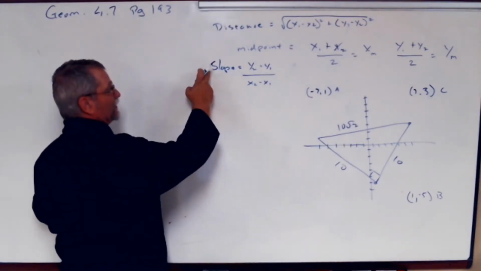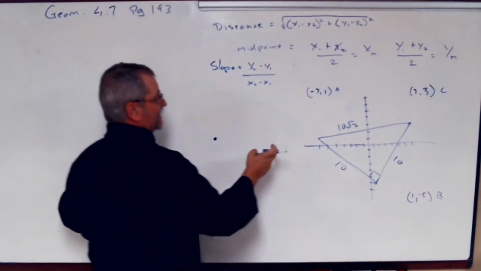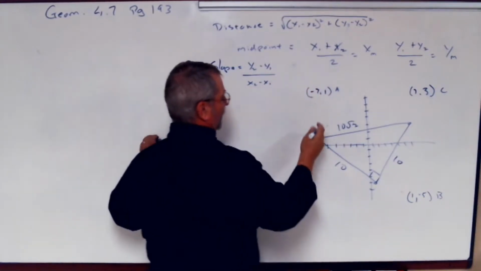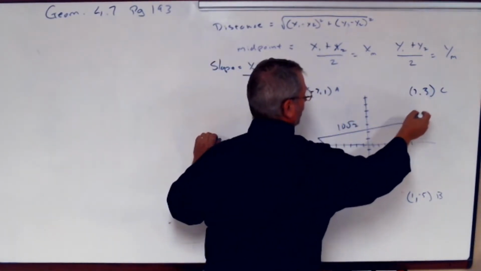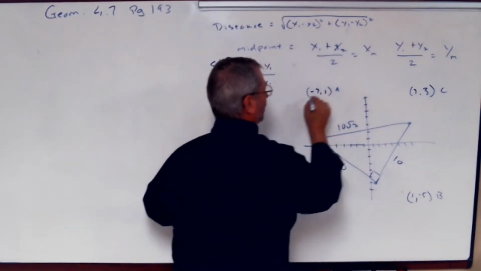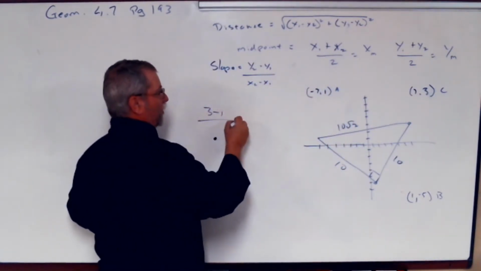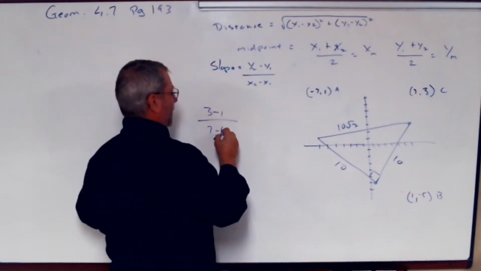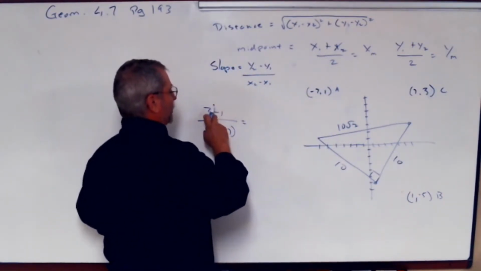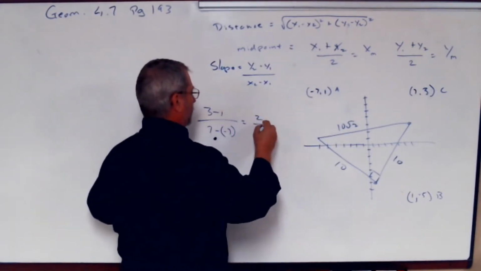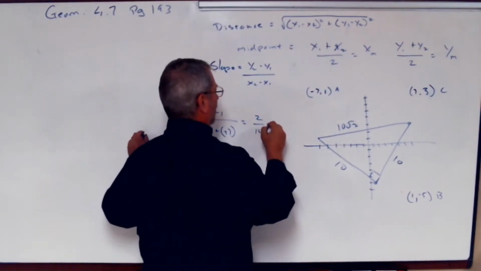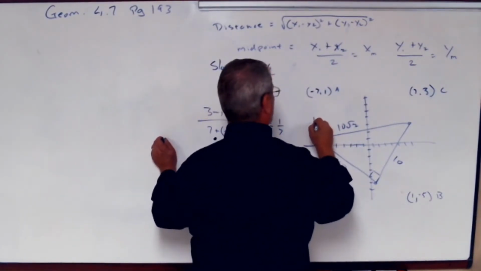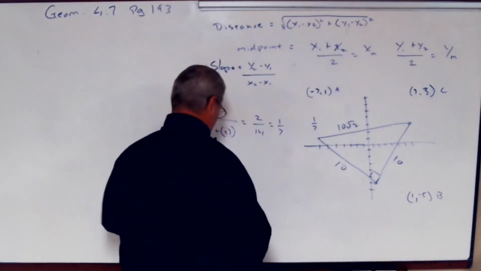Now I want to find the slopes of these sides. The slope of the side from here to here. So it's y2 minus y1. Okay? So if I'm starting here and going to here, I start with this minus that. That's 3 minus 1 over that minus that, 7 minus a minus 7. 3 take away 1, excuse me, is 2. And plus plus, that's 14. That equals 1 over 7. The slope for this side here is 1 over 7. All right, got that?